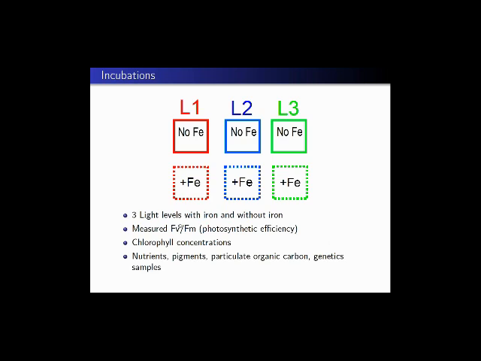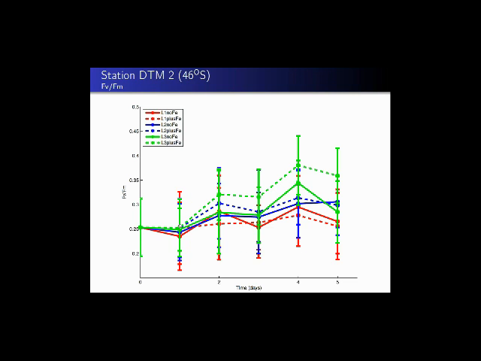So onto our results. If we look at the Fv/Fm, which is how well the phytoplankton are able to use the light, we can see here that they all started at a very low Fv/Fm. This is expected in the Southern Ocean because those phytoplankton are limited and they can't grow very well. Here we see that at our station at 46 South, the highest light level created the largest increases in Fv/Fm.